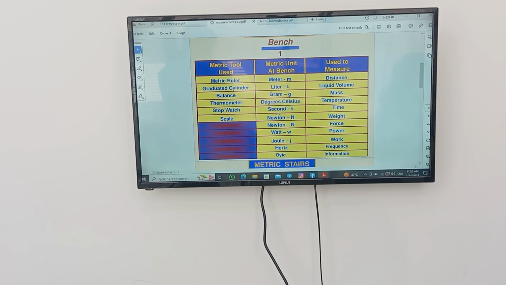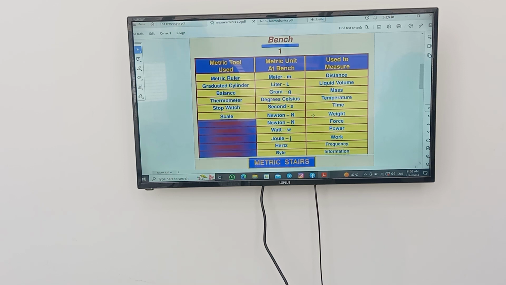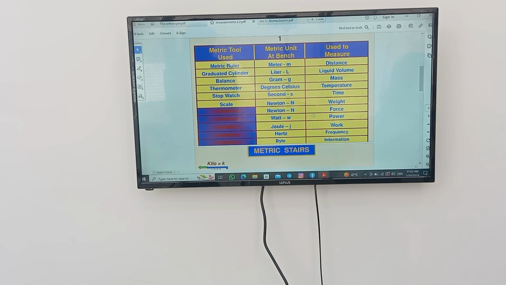Scale is in Newton to measure weight. Okay. Newton is also measured for force. Watt is for power. Okay. Mostly in electricity, and electricians use that. So in power. A joule is for work. Hertz is for frequency, and byte is for information. Okay, these are the metric units in bench.